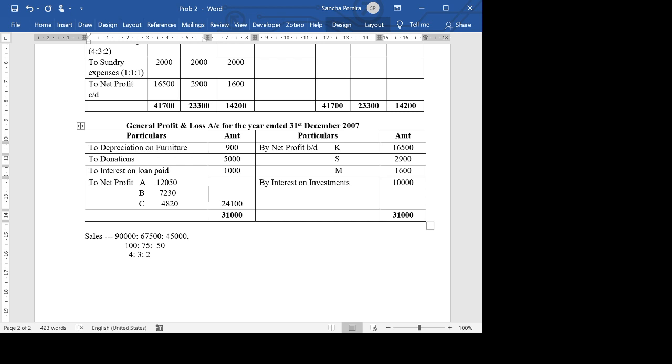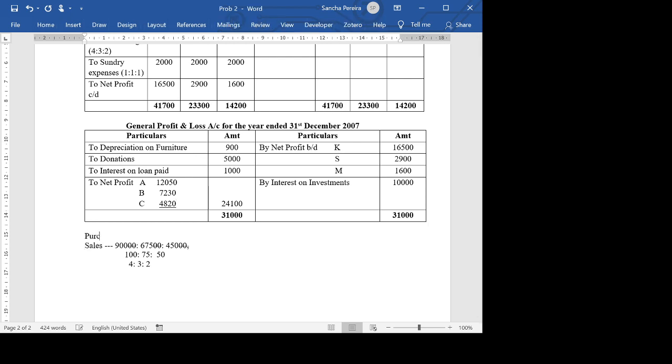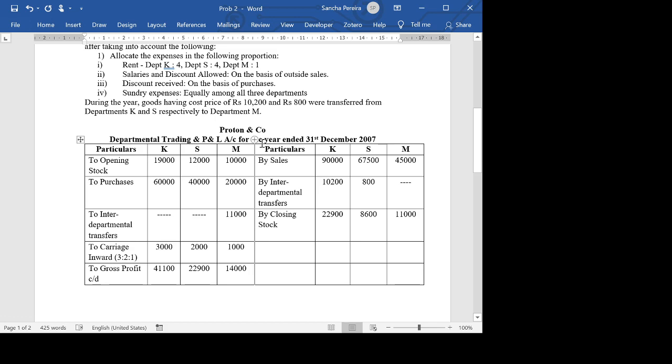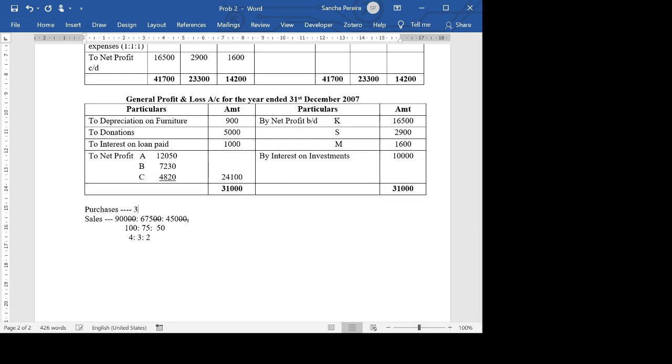Let's check. 12,050 plus 7,230 plus 4,820 is 24,100. Okay, and how did I get these figures? I've divided 24,100 in the ratio of 5 is to 3 is to 2. I'll just put the purchase ratio also here. Purchases, the ratio was very easy. It was 3 is to 2 is to 1.